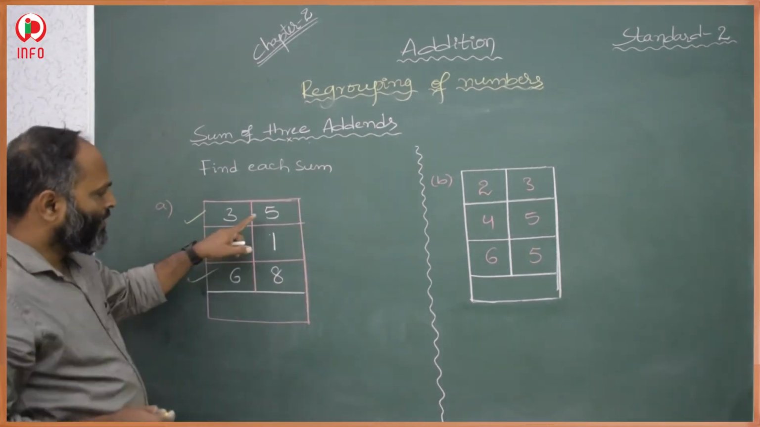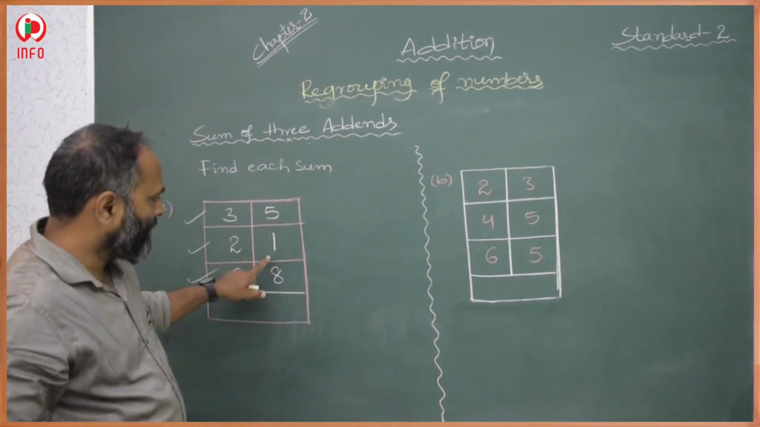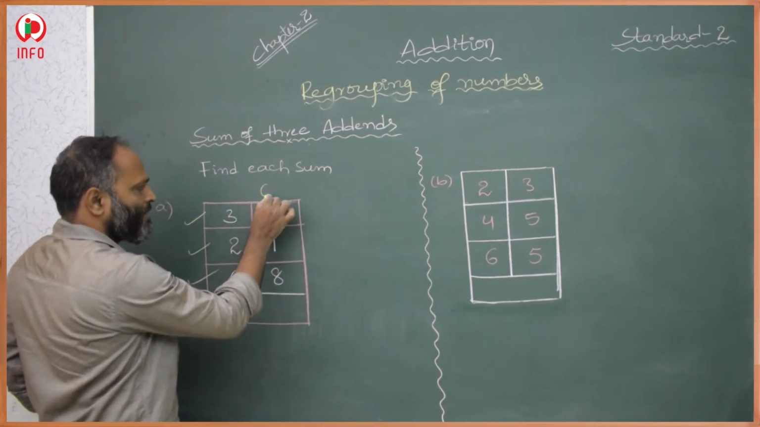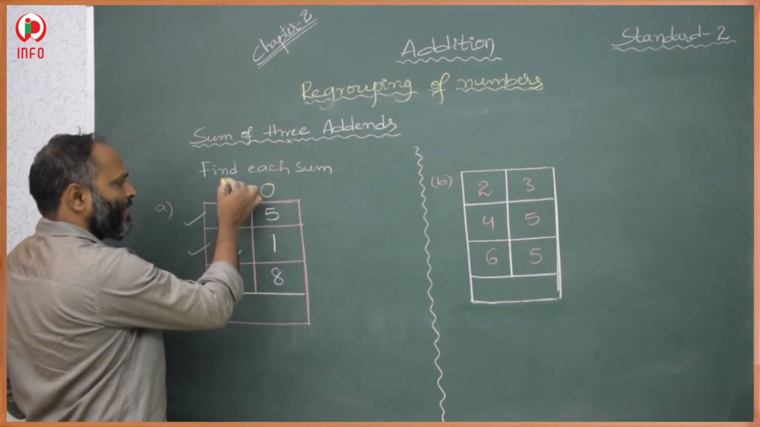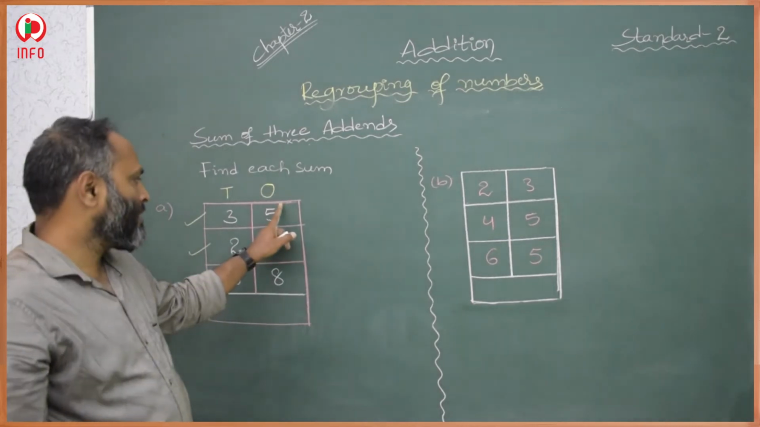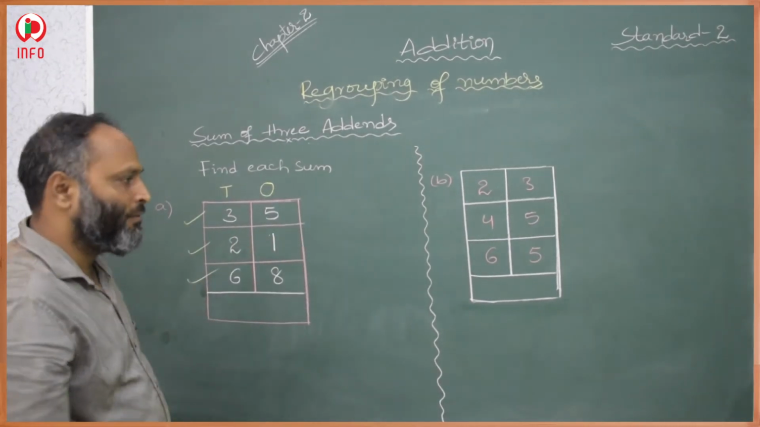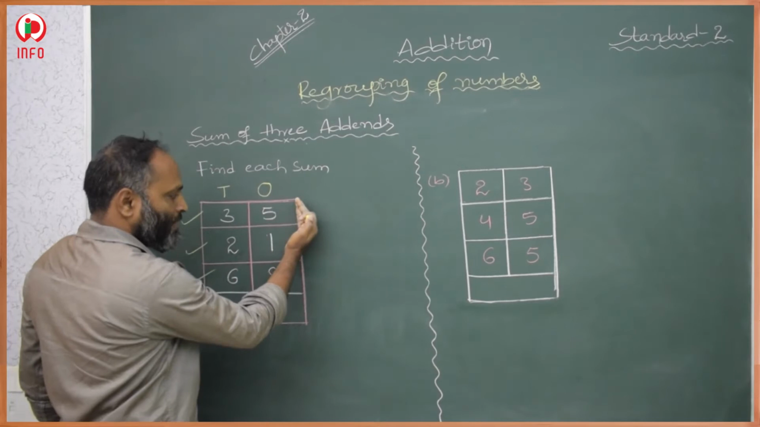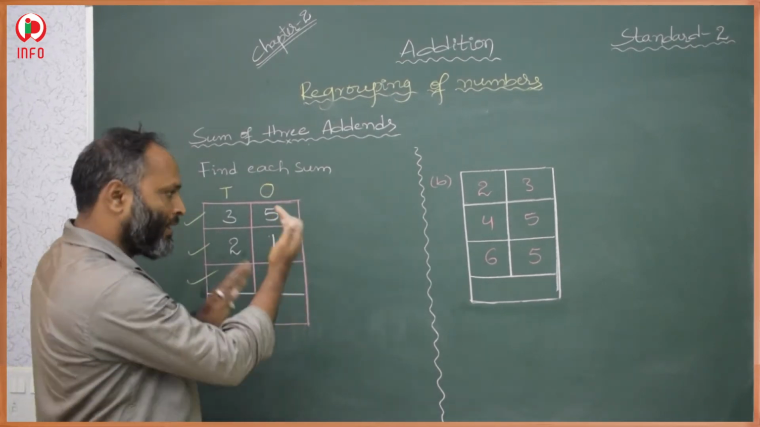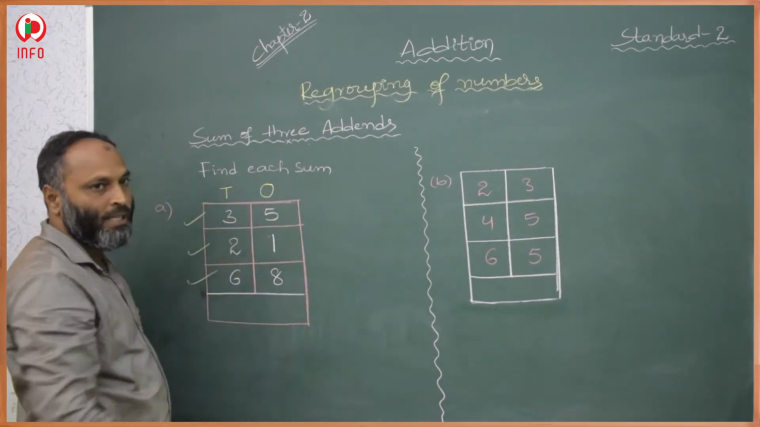Listen here. This is first, this is second, this is third. This is ones place and this is tens place. First we have to add the ones place, the ones digit first, and after that the tens digit.